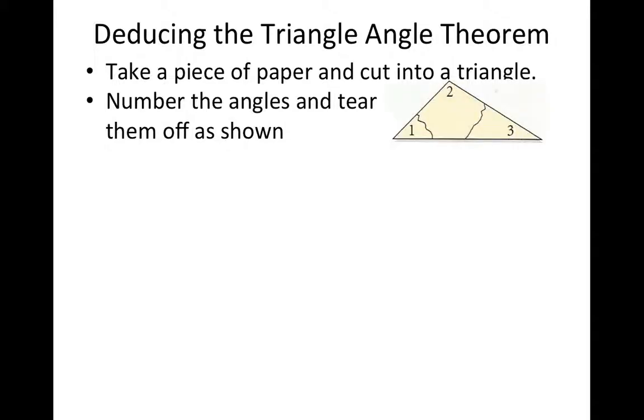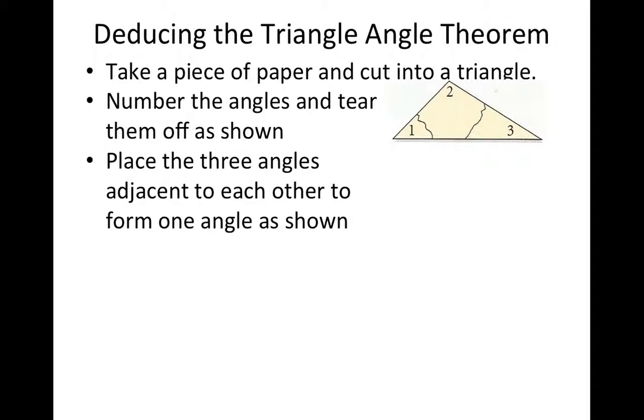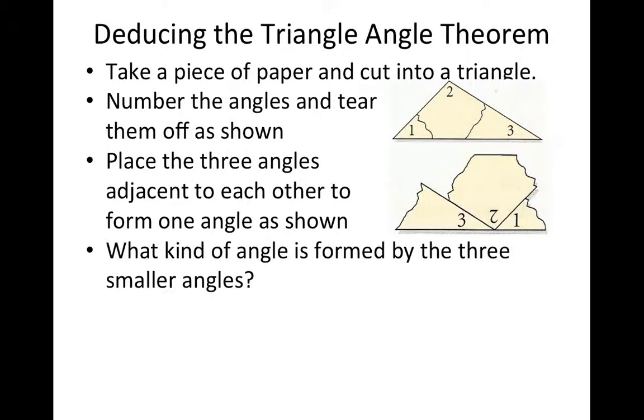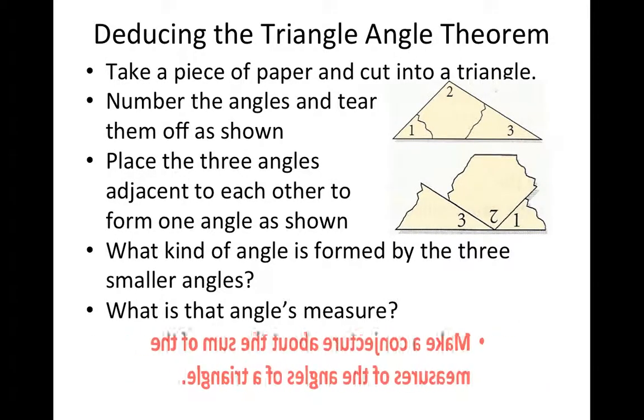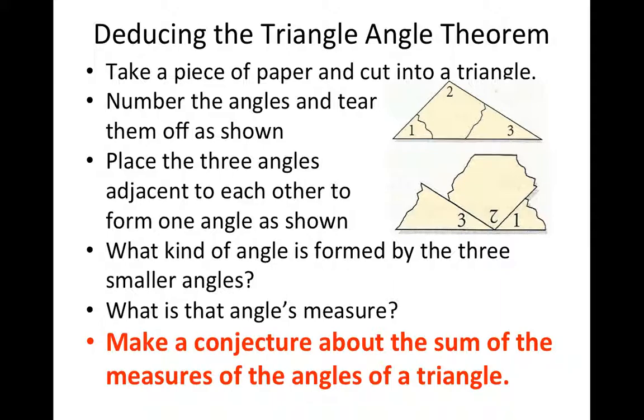So we're going to number those different corners, the angles, and then we're going to tear this triangle into 3 different pieces. Now place the 3 angles adjacent to each other to form one angle like this. Now, what kind of angle is formed by these 3 smaller angles? What is that angle's measure? And then you need to make a conjecture about the sum of the measures of the angles of a triangle.